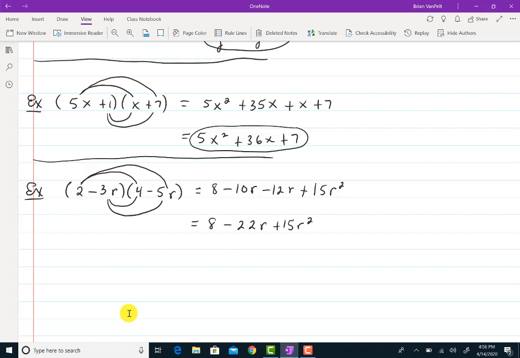Now I want you to know that there is nothing wrong with the answer. In fact, it's perfectly correct. But most of the time, you'll see them write the answer like this.